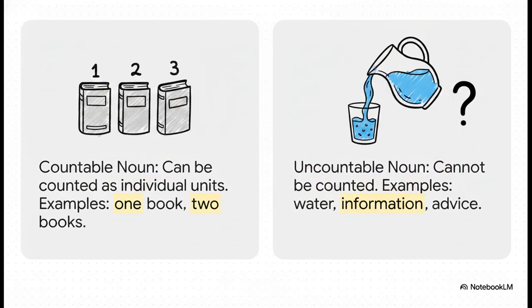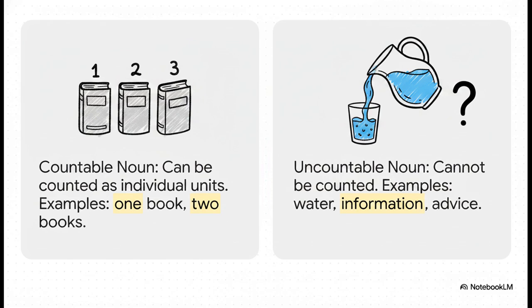All right, this next one is one of the most important and sometimes trickiest parts of English grammar. We're talking countable versus uncountable nouns. Countable nouns are just what they sound like. You can count them. 1 book, 2 books. Simple. But uncountable nouns are things we see as a whole concept, like water, information, or advice. You'd never say, I have 3 advices, right?